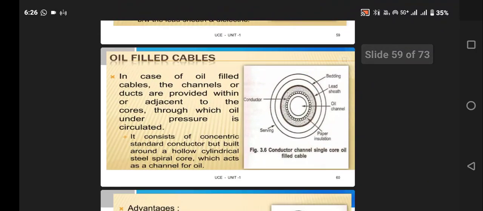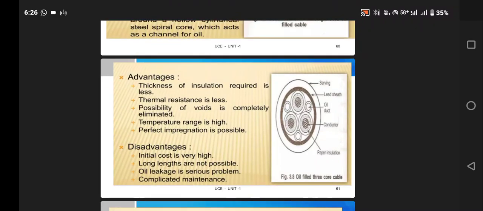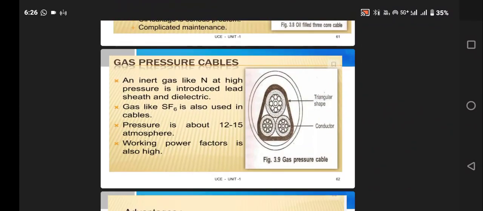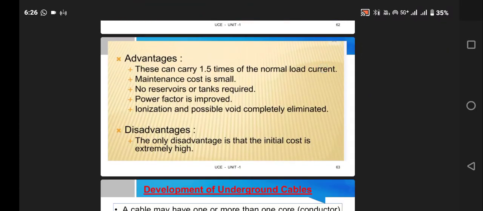Oil filled cables. The construction of oil filled cables is represented here. The advantages as well as drawbacks of oil filled cables are represented here. The next type is gas pressure cables. Inert gas like nitrogen at high pressure is introduced between the lead sheath and the dielectric. The advantages and the drawbacks of gas pressure cables.